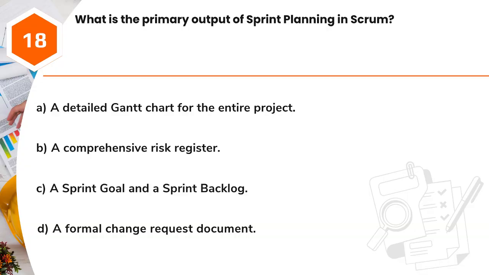Question 18. What is the primary output of sprint planning in Scrum? A. A detailed Gantt chart for the entire project. B. A comprehensive risk register. C. A sprint goal and a sprint backlog. D. A formal change request document.